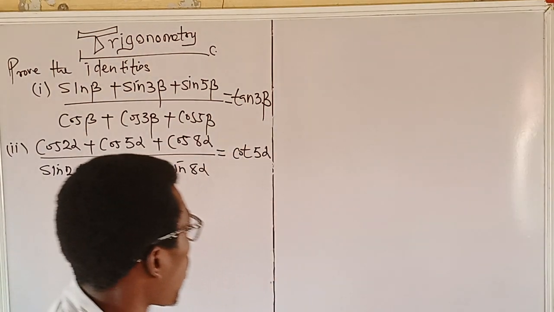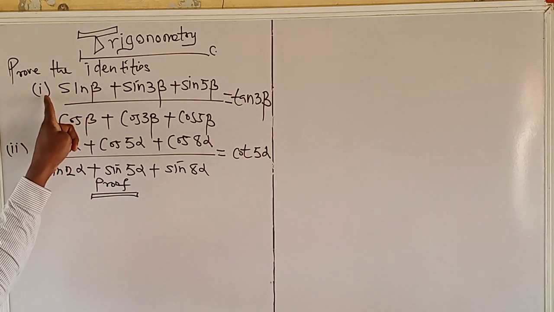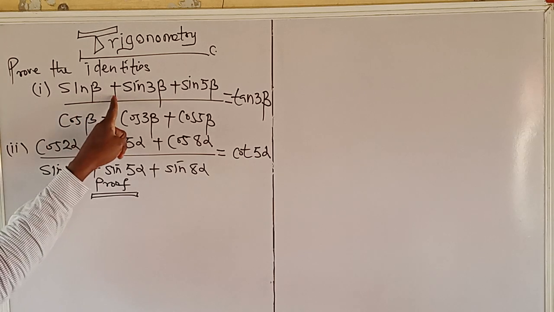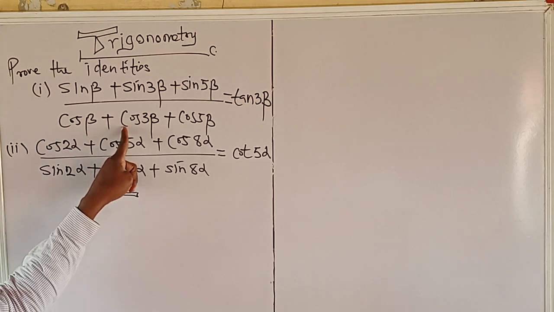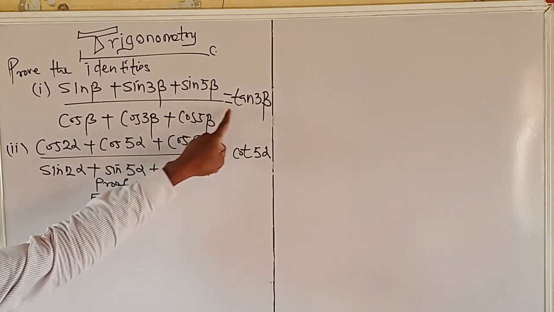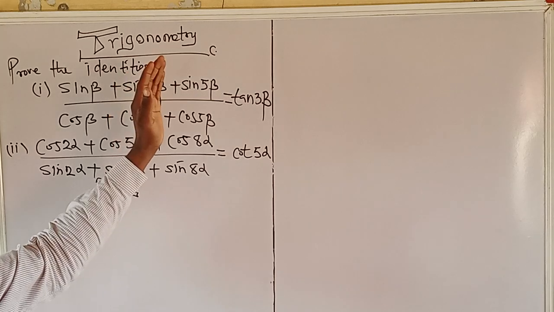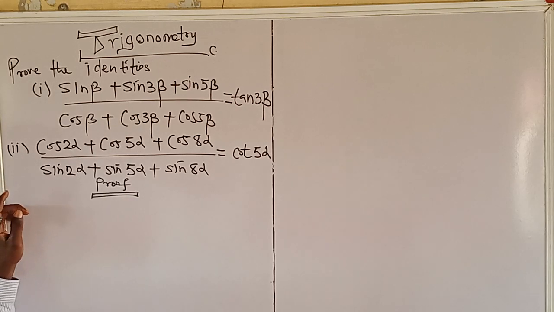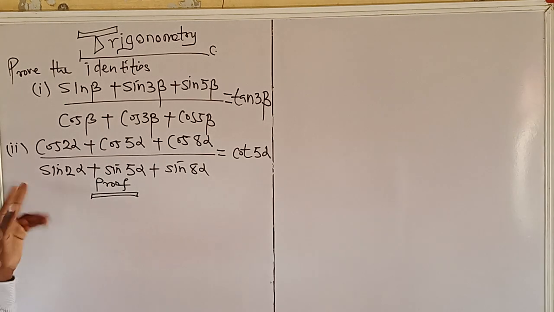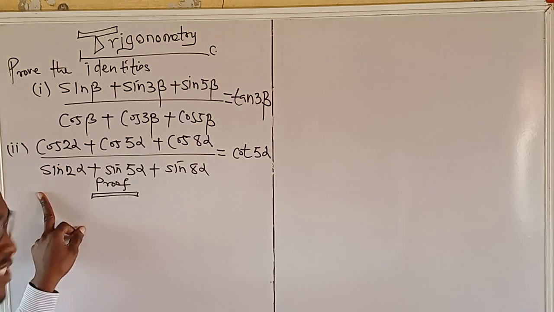Now, in this problem, we're required to prove the identities. The first of the problem is sine of beta plus sine of 3 beta plus sine of 5 beta over cosine of beta plus cosine of 3 beta plus cosine of 5 beta equals tangent of 3 beta. We have to show that this left-hand side is equal to the right-hand side. Then the second problem, I may prove it, I may not, depending on the time. If there is time, I will consider it. But if there's no time, I will leave it to you as an exercise. Does that sound right? Let's try.